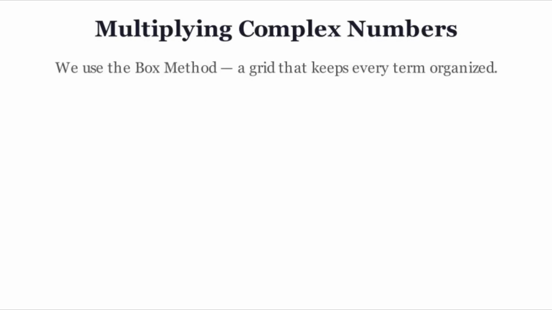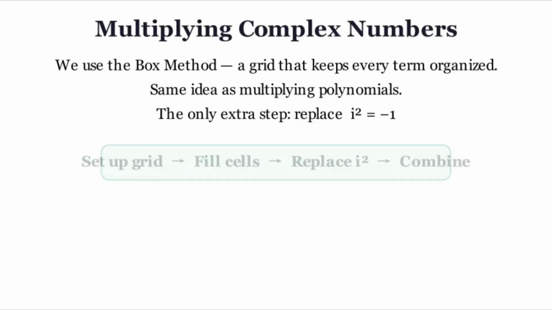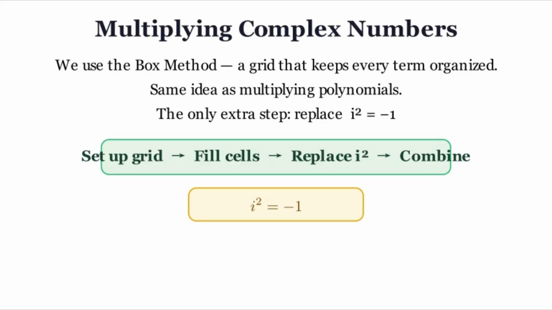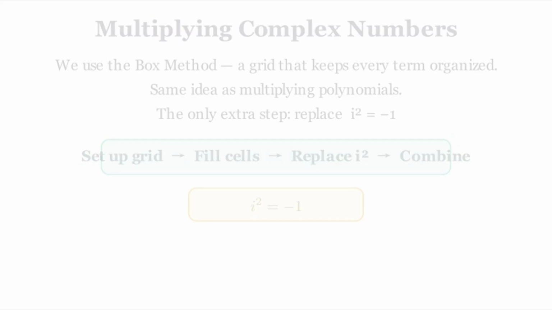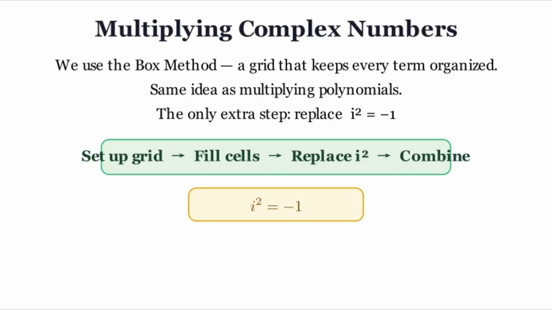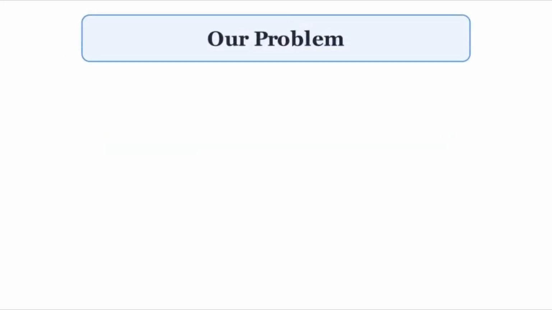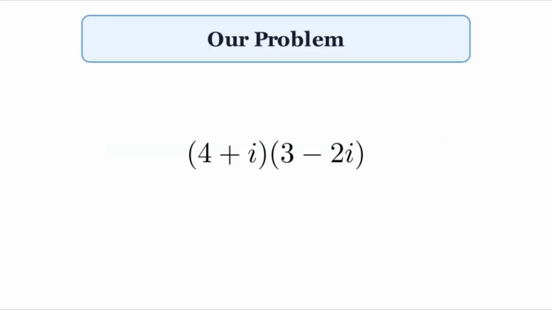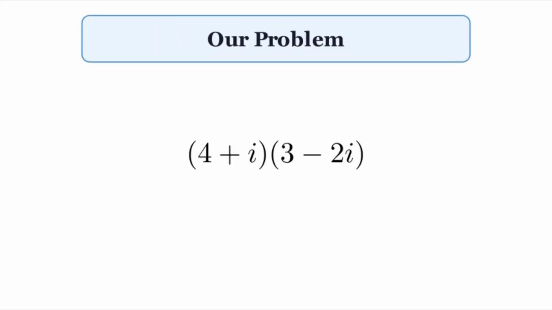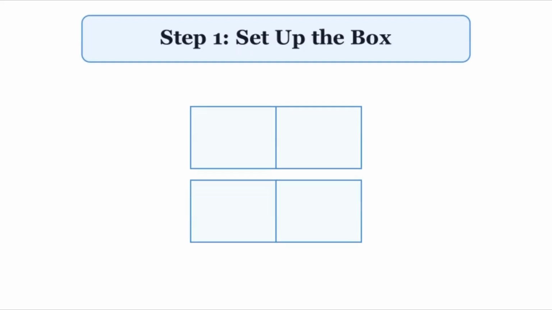When we multiply two complex numbers, we can use the box method, the same grid strategy you may have used for multiplying polynomials. It keeps every term organized so nothing gets missed. Our problem this time is 4 plus i times 3 minus 2i. We set up a 2 by 2 box.